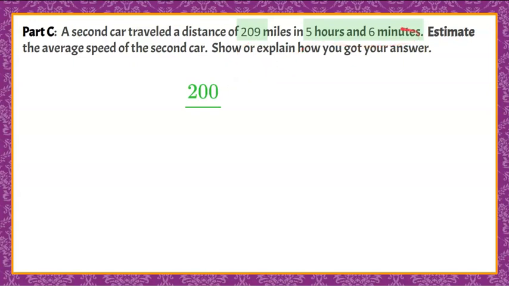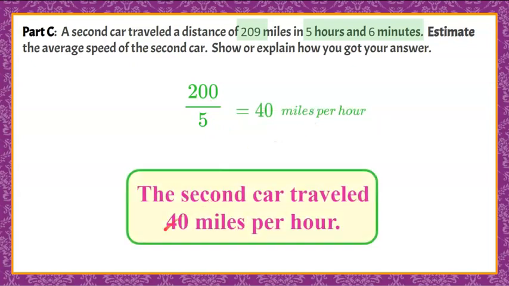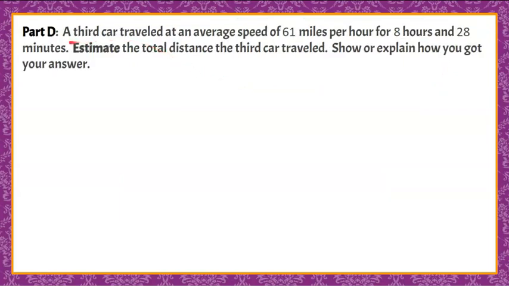And our 5 hours and 6 minutes is closest to 5 hours. If I divide and write this in simplest form, 200 divided by 5 is 40 miles per hour. So I know that my second car was traveling at a rate of 40 miles per hour. And that's an estimate. Here's part D. A third car traveled at an average speed of 61 miles per hour for 8 hours and 28 minutes.